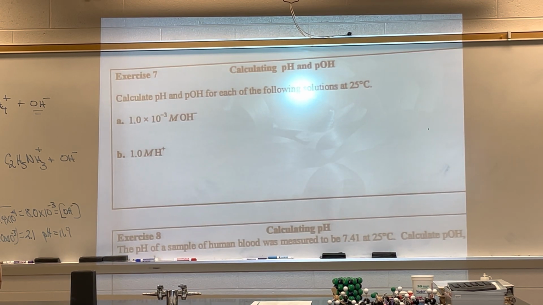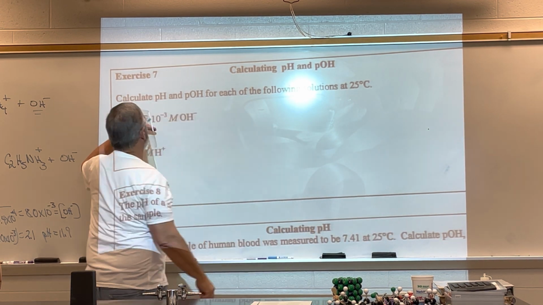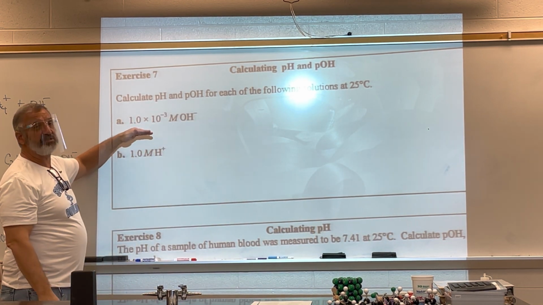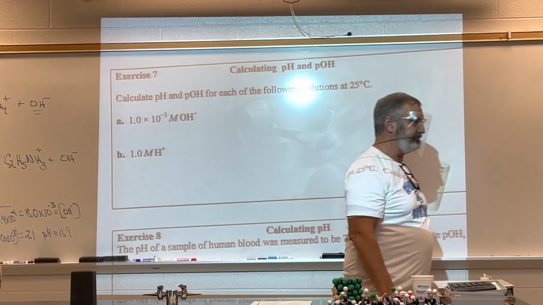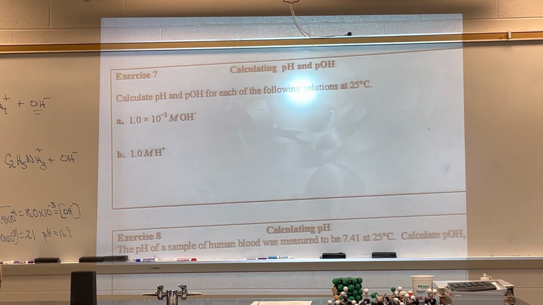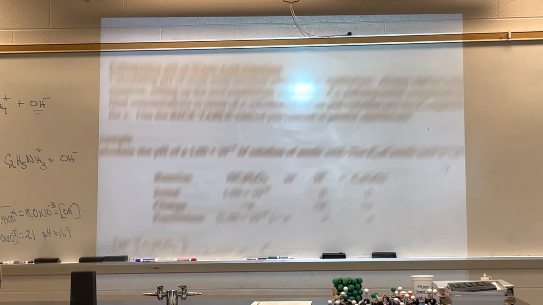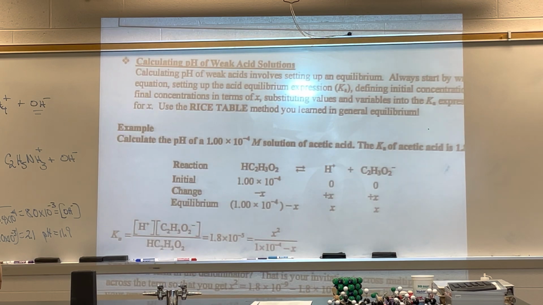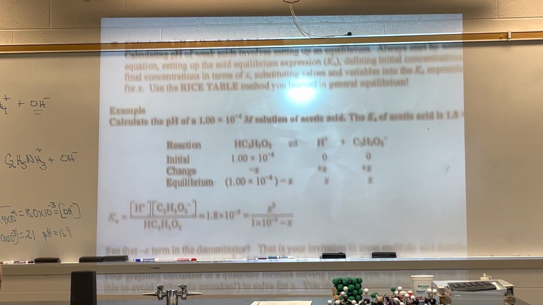If you know what the concentrations are, you just take the negative log, and I'm assuming you can all do that. We talked about that on Friday. But this is where we're going to keep going, calculating the pH of a weak acid. This is where we started.